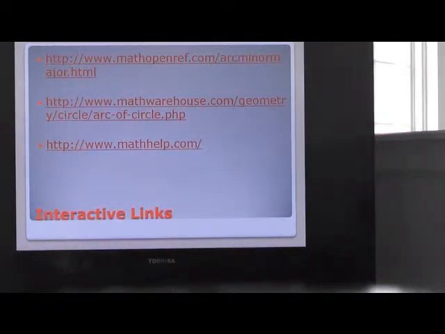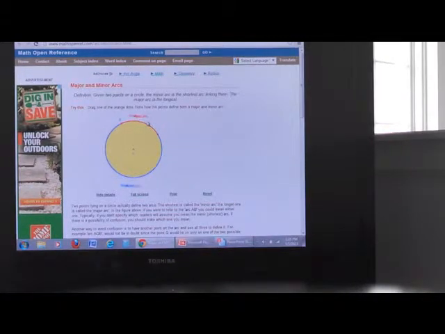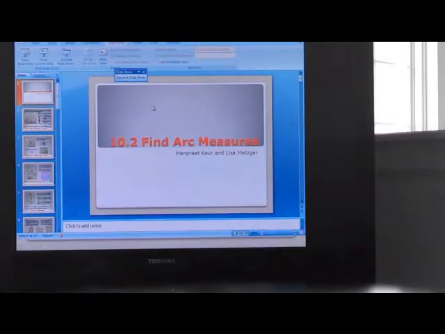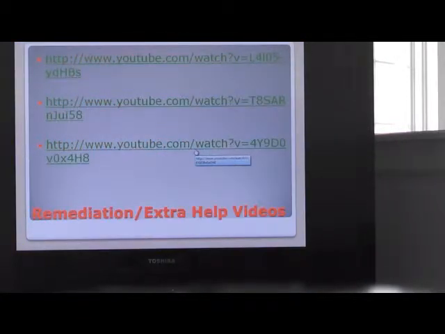If you would like to have more help, you can go to some of these interactive links, such as major and minor arcs. As you can see, you can move this dot here to find out your major and minor arcs, and the minor arc is always in red and the major arc is always in blue. You can also look at some of these videos if you would like some extra help.